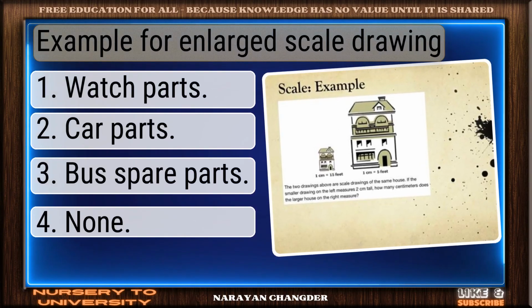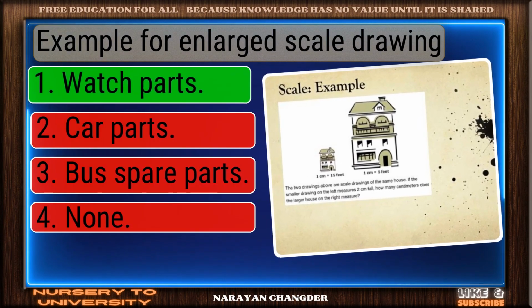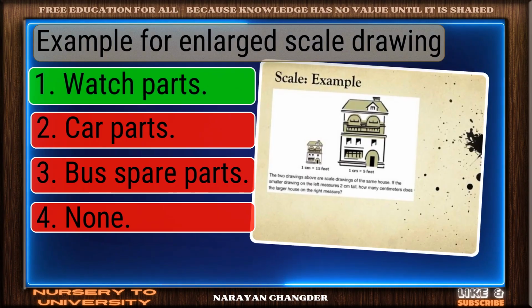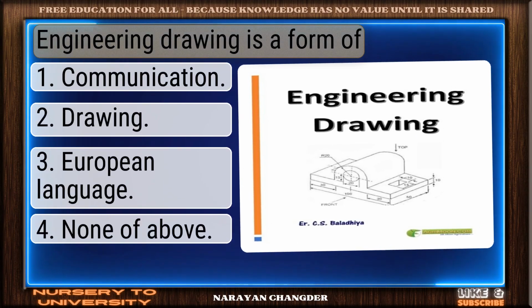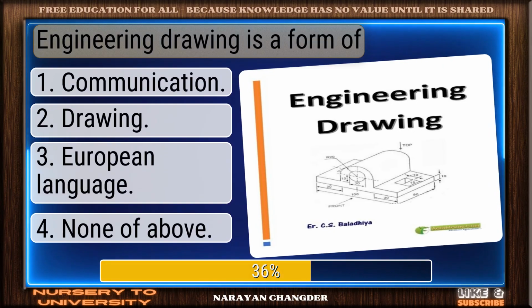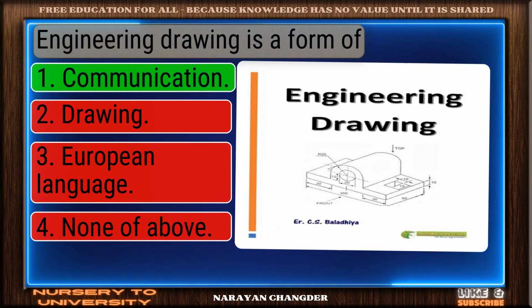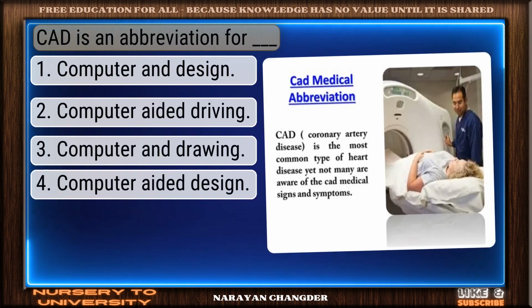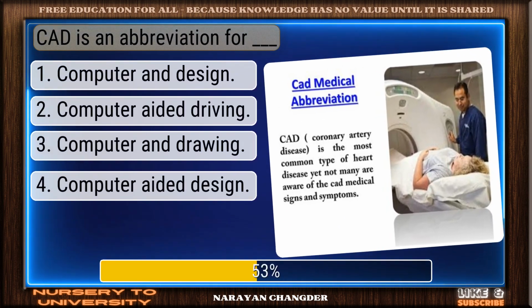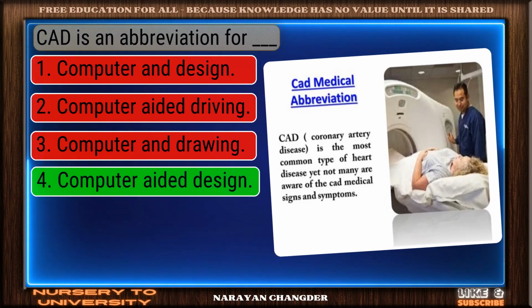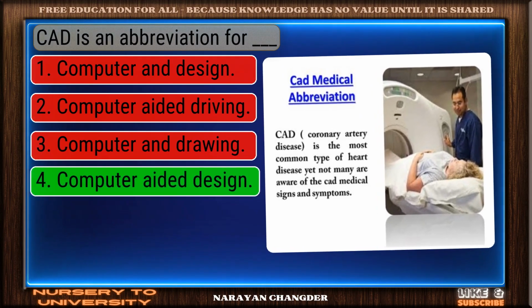Example for enlarged scale drawing. Nicely done. Watch parts is a solid answer. Engineering drawing is a form of. Correct. Communication is the right answer. CAD is an abbreviation for dash. Good thinking. Computer-aided design is the right answer.